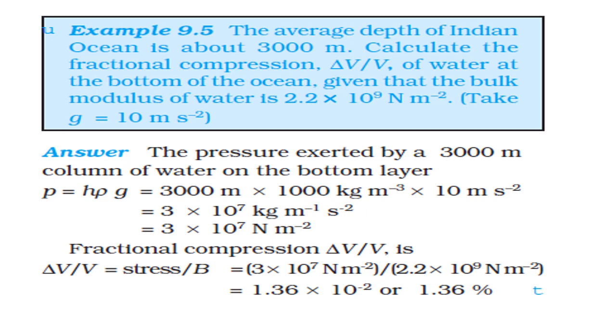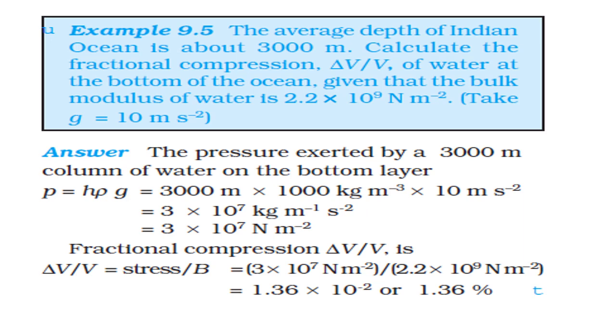Let's solve a numerical based upon this concept. It's your NCERT example 9.5. Average depth of Indian Ocean is about 3000 meter. You have to find out the fractional compression, that means delta V by V of water at the bottom of the ocean, and it is given to you bulk modulus of water is 2.2 into 10 raised to power 9. And you have to take the acceleration due to gravity as 10 meter per second square.